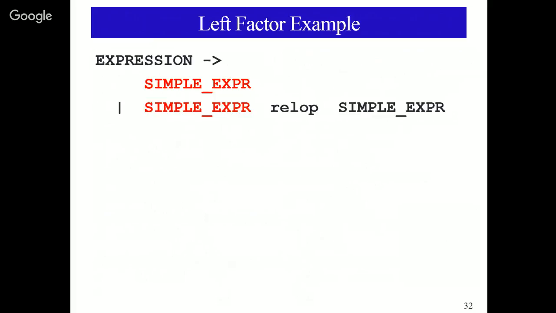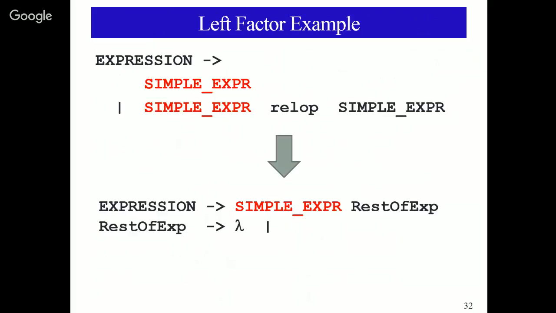Here's an example with a programming language grammar, simple expressions. Both these rules start with simple expression, so factor it out. Call it simple expression and then the rest. What's rest? Nothing, lambda, relational operator, simple expression.